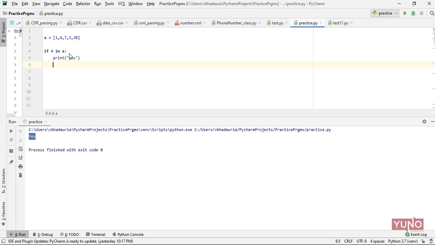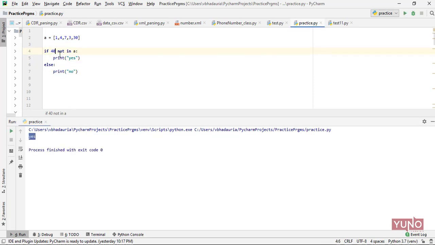You can verify this particular condition. Colon, come down, and printing as no. Just check out the condition, it is going to print yes because my number 4 is inside the second position. That means that particular number 4 is present inside the list. Okay, and now I'm checking 40 not in a. Just finding out the condition. Yes, it is not in my list.